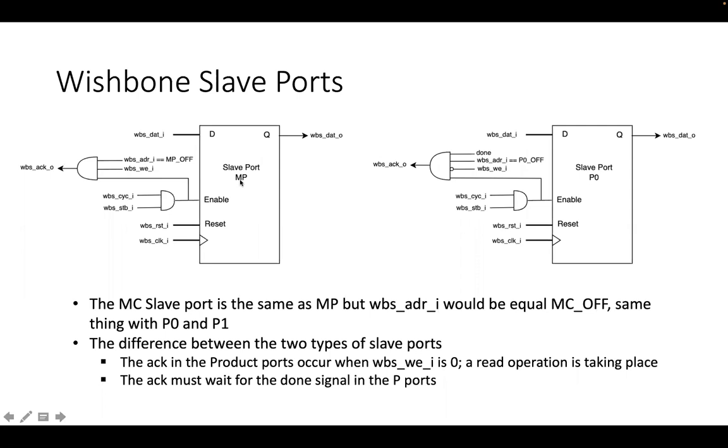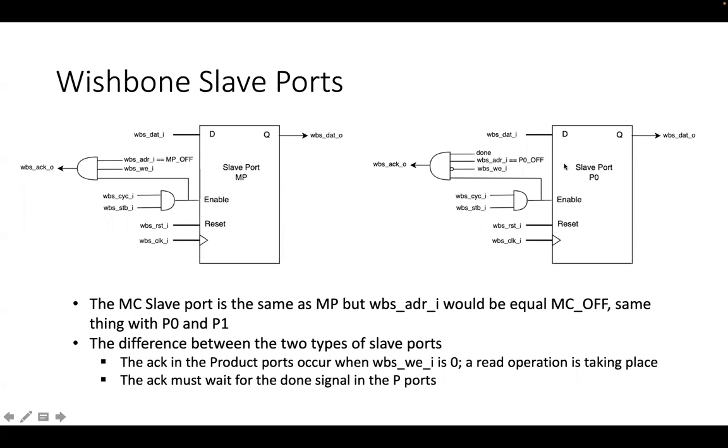For the multiplier or the multiplicand, we will only need to write to these registers. We will not need to read from them. That's why the acknowledgement signal will be set to 1 if a valid data transfer is taking place, as well as having the write enable set to 1 because it's a write operation, and the address will be set to the address of the MP register. Okay, so these are the 3 conditions that need to be set for the acknowledgement to be set to 1.